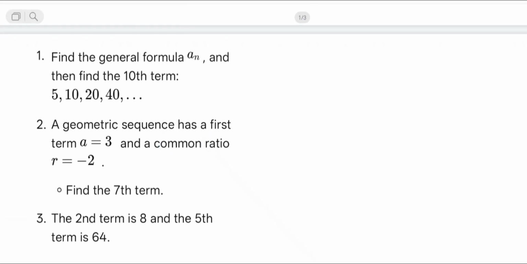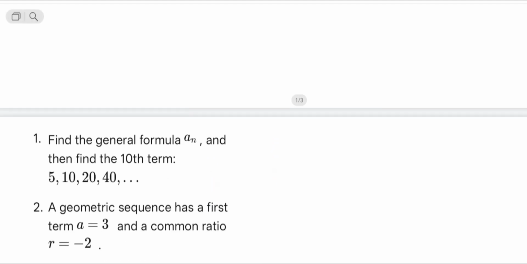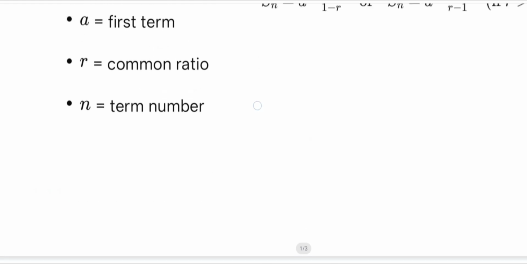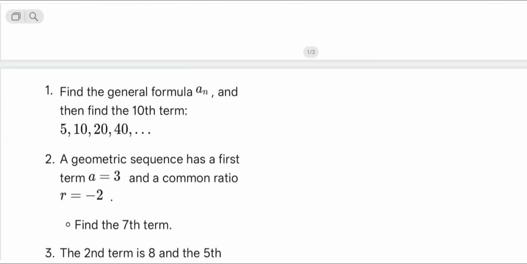So look here, the first question they are asking, find the general formula, meaning the nth term. Sometimes they will ask you to find the nth term, sometimes they will ask you to find the general formula. Okay, the general formula is A R power n minus 1. So look here, they gave us the terms. We don't know which sequence it is. It is arithmetic, it is geometric, or it is quadratic.